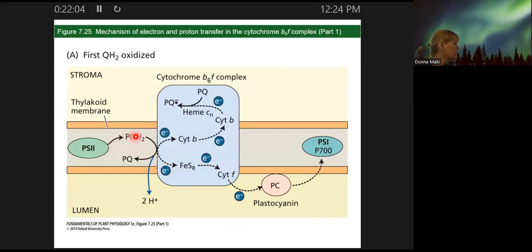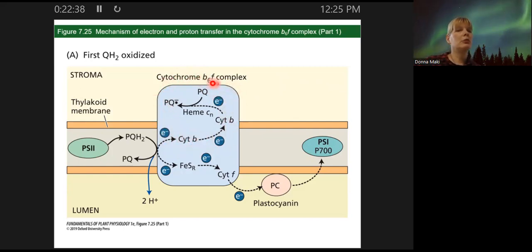So you see the fully reduced plastohydroquinone dissociates from photosystem 2. It moves laterally through the membrane, bumps into cytochrome B6F, and you can see one electron gets given to the iron sulfide. And then eventually you're going to end up at photosystem 1. And then the other electron stays in the cytochrome B6F complex. This is the top electron here going off to cytochrome B. This whole thing is what we call the Q cycle. All right, so we're going to talk about that next.